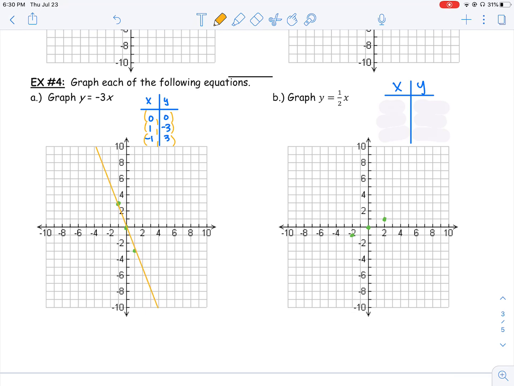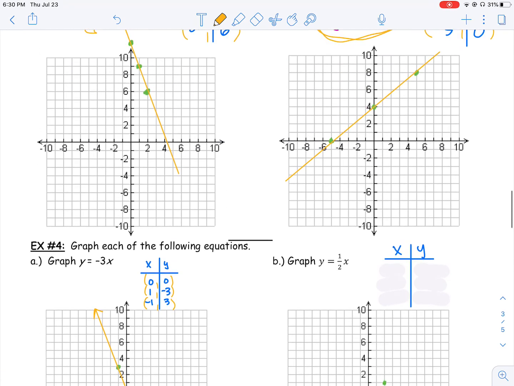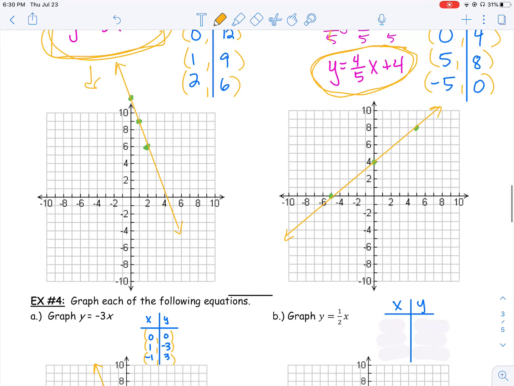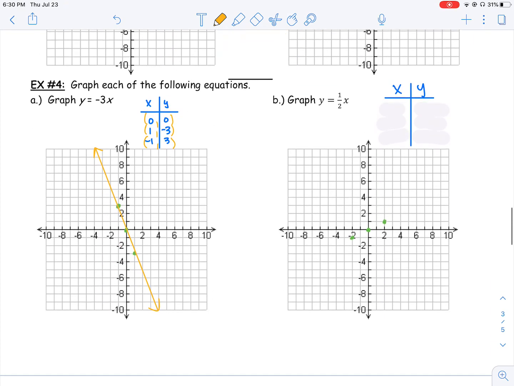Straight as line as I can. And now I know exactly what this graph looks like. It's a linear equation. I should probably be putting arrows on all of these lines since lines go on forever and ever and ever. That's probably a better way of writing those, but we have a line here for example number 4a. What about example number 4b?